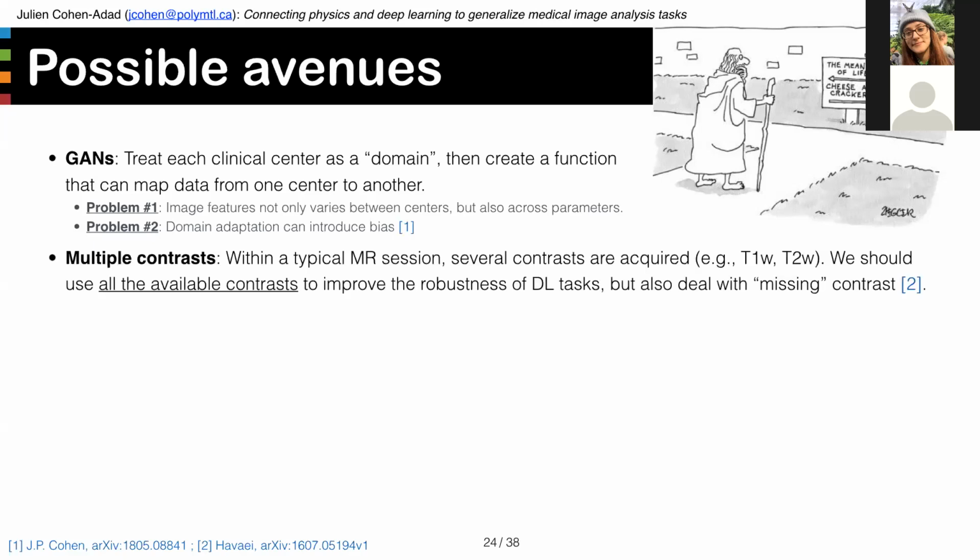Another aspect that we absolutely need to consider is that when we do MRI, we usually have several contrasts, what we call T1 weighted or T2 weighted. So the image looks different depending on the parameters. And we should ideally use all the available contrasts to improve the robustness of the deep learning task. And in fact, this is what a radiologist is doing. When a radiologist looks at images, he's not only looking at one contrast, but several contrasts on different screens, and then performs the diagnosis.